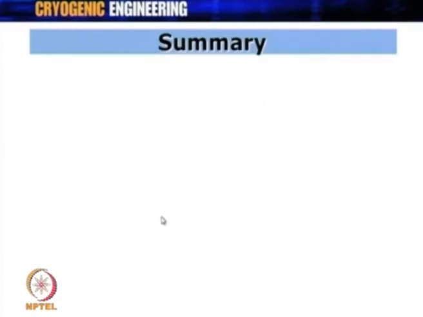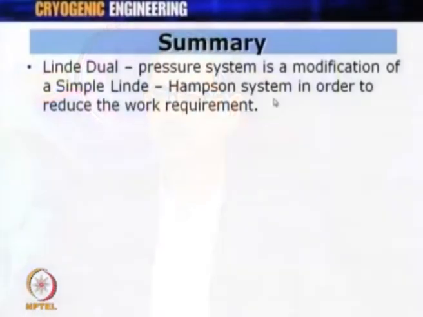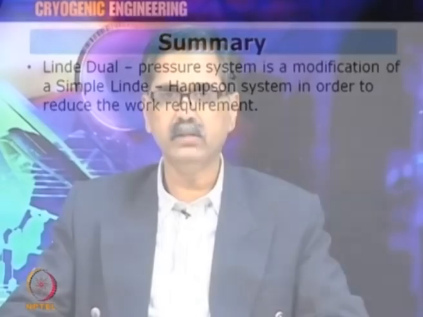In summary of this particular lecture, the Linde dual pressure system is a modification of a simple Linde-Hampson system in order to reduce the work requirement. The Linde dual pressure system is never meant to increase the yield. In fact, you know that the yield decreases with the intermediate pressure increasing. The Linde dual pressure system is basically aimed at reducing the work requirement per unit mass of gas compressed or per unit mass of gas liquefied.